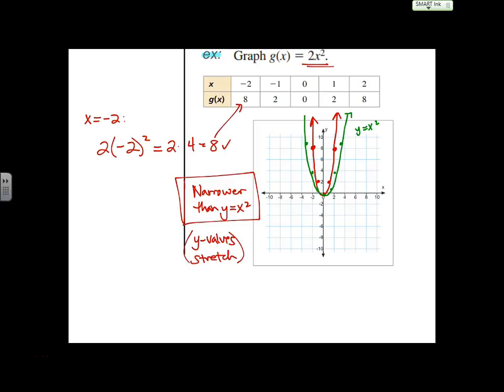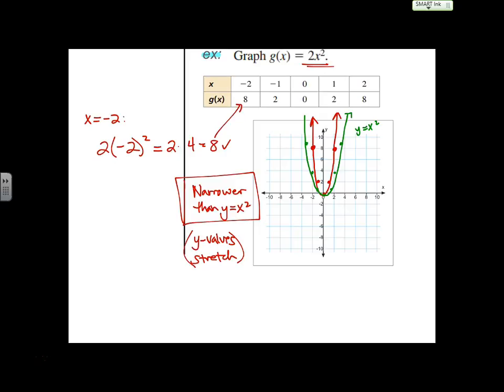Now wait a minute, hold on, stretch, I thought it was shrinking. Question, what's shrinking? Are the heights shrinking? No, what are the heights doing? They're getting higher, right Jordan? So if the heights are getting higher, that means that the y values are stretching. Now, what are the x values doing, Dylan? Horizontally I'm shrinking, but vertically I'm stretching.